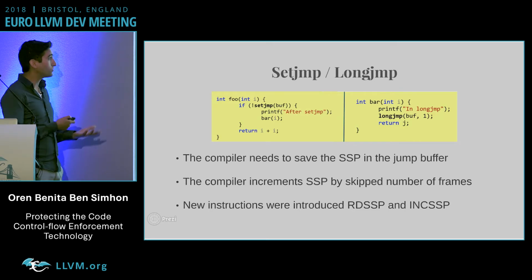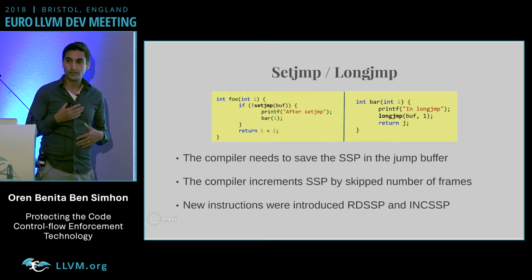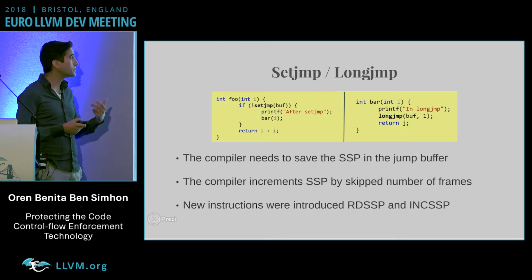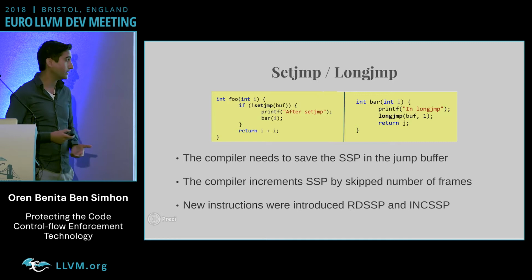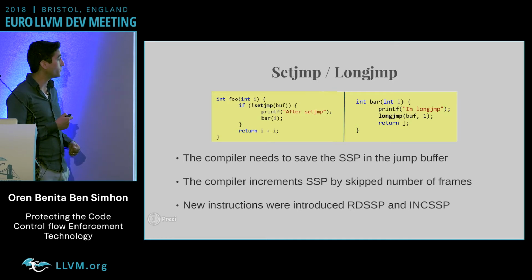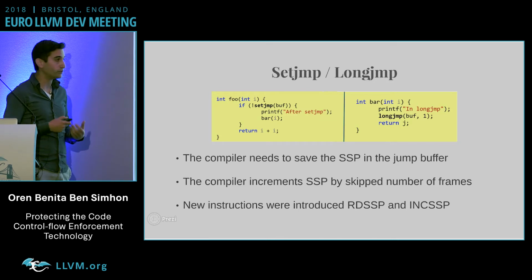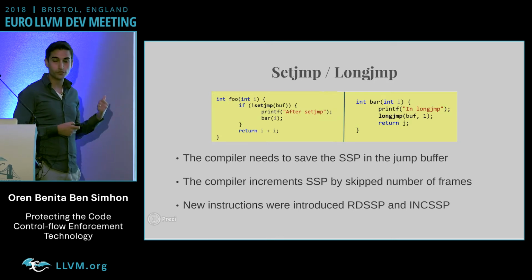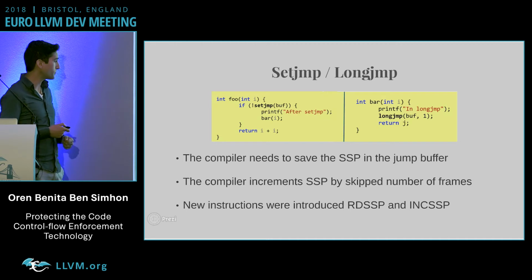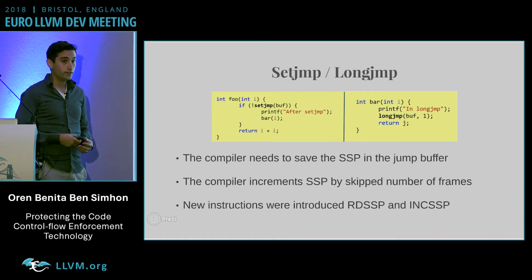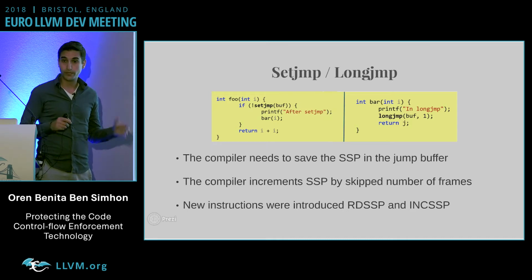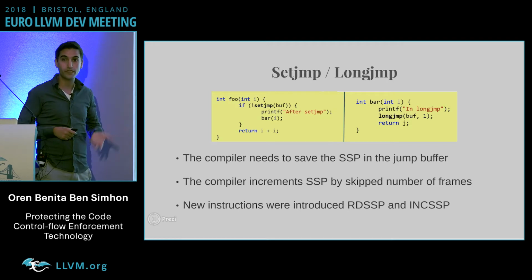In this case, longjmp also needs to unwind the stack and update the return address and so on. So the compiler needs to do the same for the Shadowstack. It needs to save the Shadowstack pointer into the jump buffer, and it needs to increment the Shadowstack pointer to skip the frame that we just removed. It has two instructions to do that, called read SSP and increase SSP. Read SSP reads the Shadowstack pointer, and increase SSP just increases it. Notice that we don't have decrement SSP, meaning you cannot return to old frames. You can only release frames.